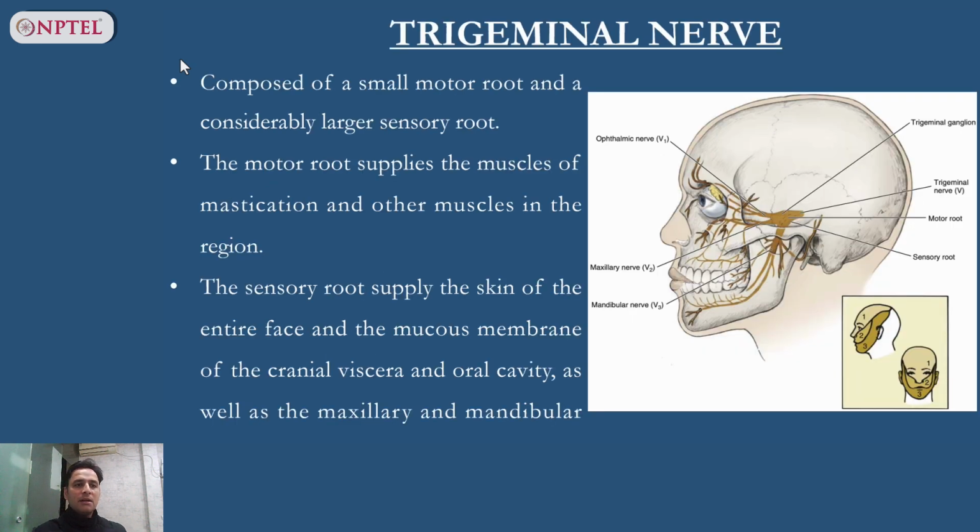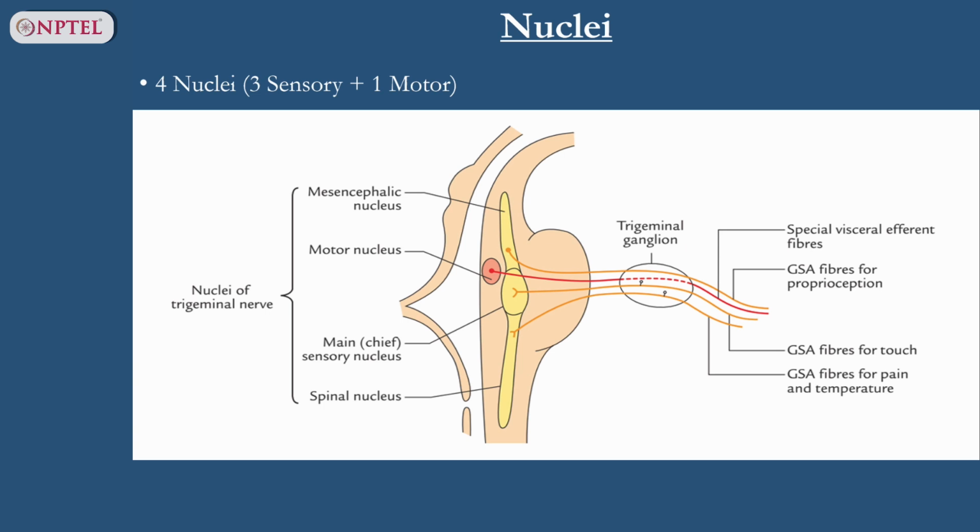Well, the trigeminal nerve is the fifth cranial nerve, which is mixed in nature, and it is composed of a small motor root and a considerably large sensory root. The motor root supplies the muscles of mastication and other muscles in the region, whereas the sensory root supplies the skin of the entire face, the mucous membrane of the cranial viscera and oral cavity, as well as the maxillary and mandibular teeth. There are 4 nuclei related to the trigeminal nerve.